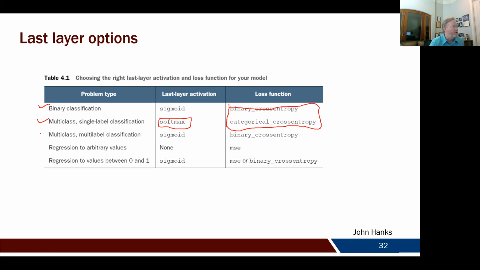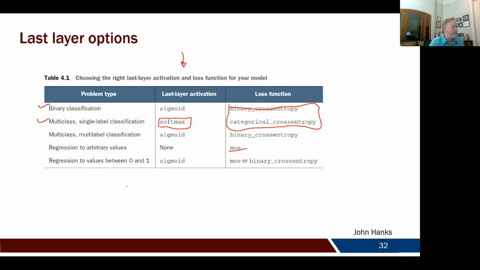Same thing for multi-class, multi-labeled classification. And then for regression, we should use mean squared error. And then regression between 0 and 1 uses a sigmoid, because sigmoid squishes everything into 0 to 1. So depending on the type of problem you have, you need to pick the last layer activation. We've been making it simple so far and have primarily used softmax.